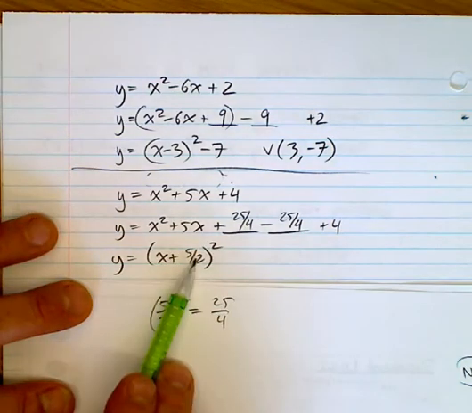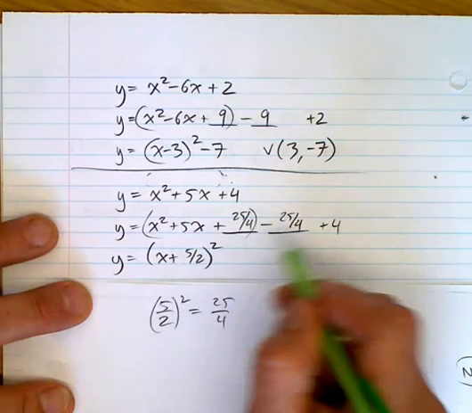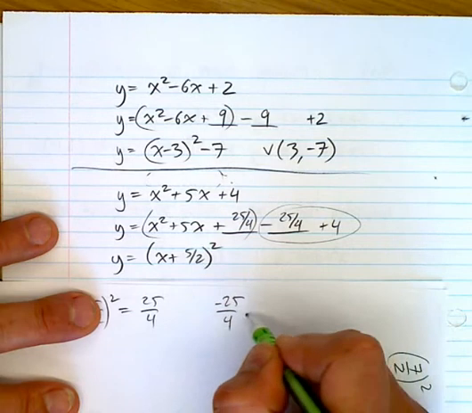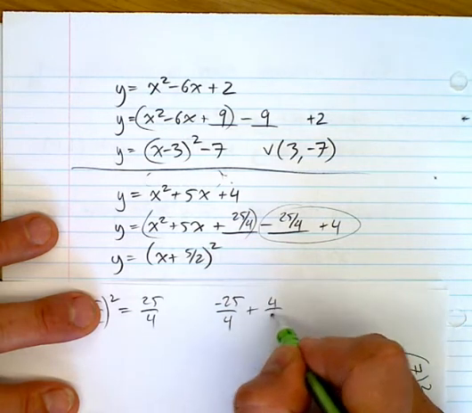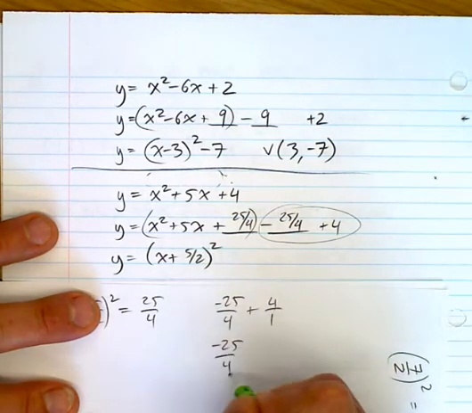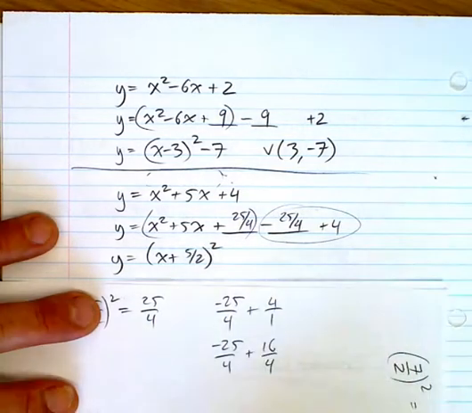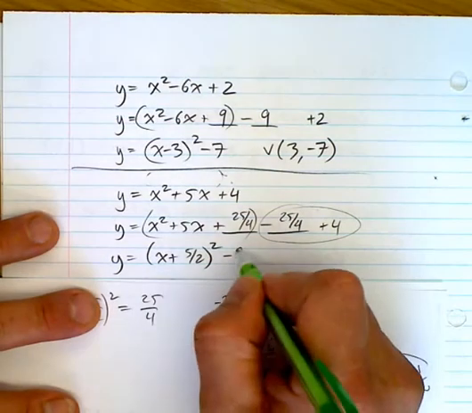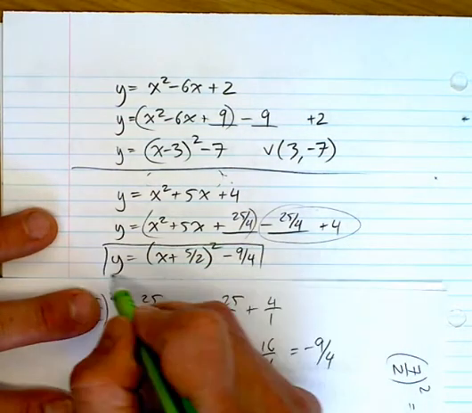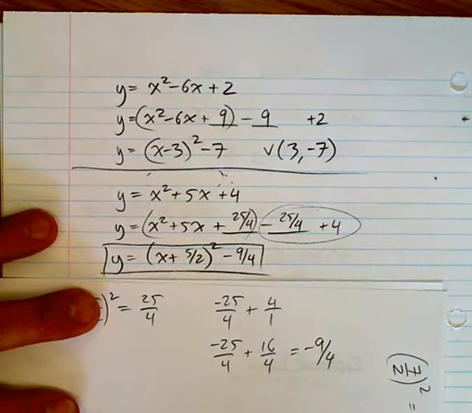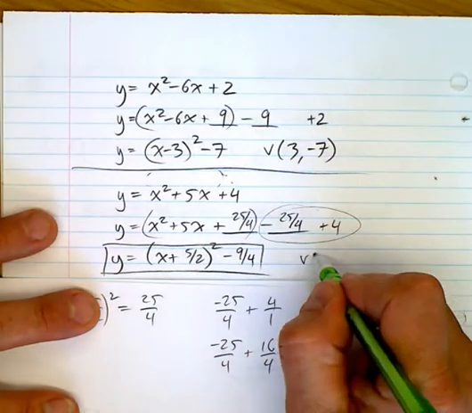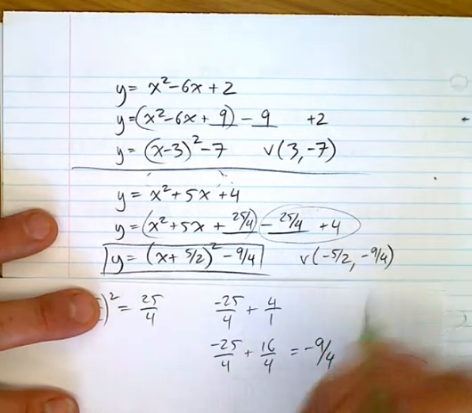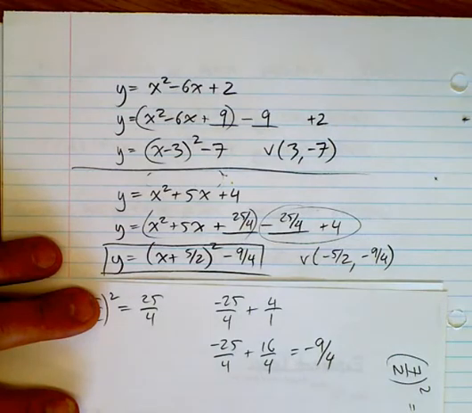That middle point is what goes in there. And now we have to combine these. So we're minus 25 over 4 plus 4 over 1, so minus 25 over 4 plus 16 over 4, right? Gives me negative 9 quarters. And here is your final standard form, where your vertex is negative 5 halves and negative 9 quarters. A little more difficult to graph, but doable nonetheless.